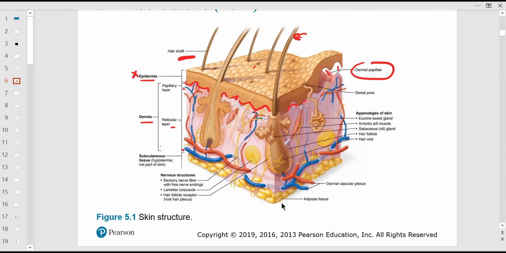And then you have the subcutaneous or hypodermis. Both are correct. Subcu is fine too. Right, so that is your 3 layers of skin. And so now you have to know the goodies that are in there.